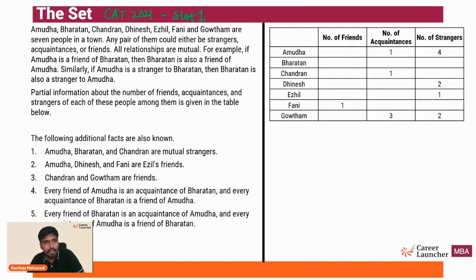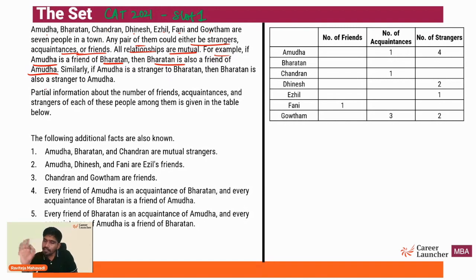So there are 7 friends, 7 people. A, B, C, D, E, F, and G are 7 people in a town. Any pair of them could be strangers, acquaintances, or friends. All relationships are mutual. All relationships are mutual. Meaning, if A is a friend of B, then B is also a friend of A.